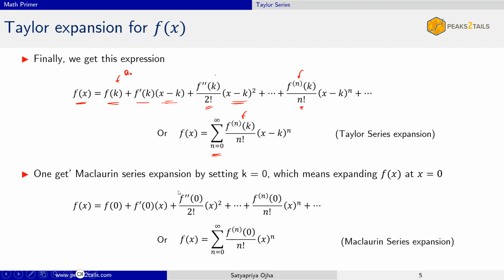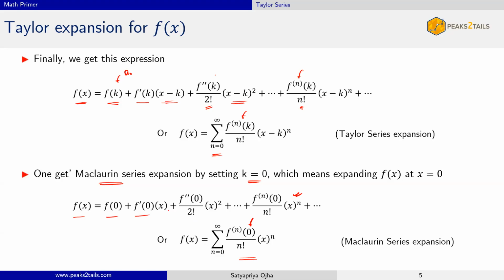All right. Now, if you want to get the Maclaurin series, just put k equal to 0 because the expansion is around 0. So you get f of x equal to f of 0, f dash 0 times x, because k is 0 everywhere. Right? f double derivative at 0 divided by 2 factorial x squared. Similarly, you have this one. And then in the compact form, you can write it like this. Okay, k is replaced by 0 and all x minus k's are replaced by x because k is 0.